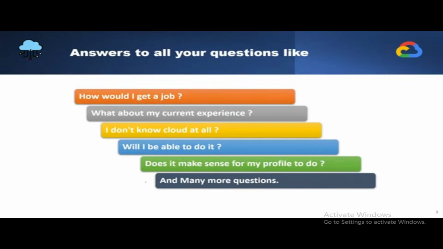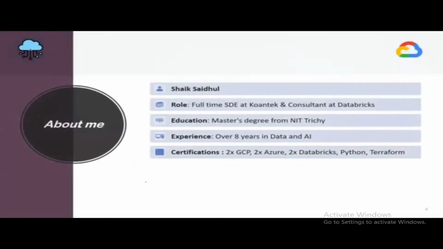So, without wasting our time, before we jump onto our actual topic, that is what is data engineering, let me introduce myself, guys. Some people might know about me, but let me tell you. My name is Sheikh Saidhul. I am currently working as an SDA at Quantech full time. I'm also a consultant at Databricks. So full time as well as consultant at Databricks, and I've completed my master's degree from NIT Trichy.